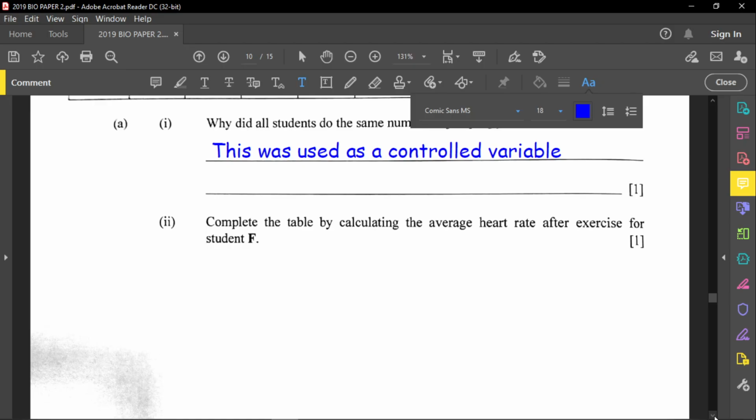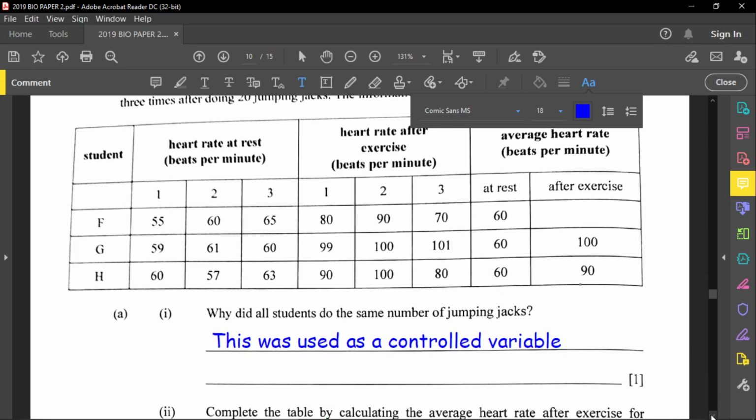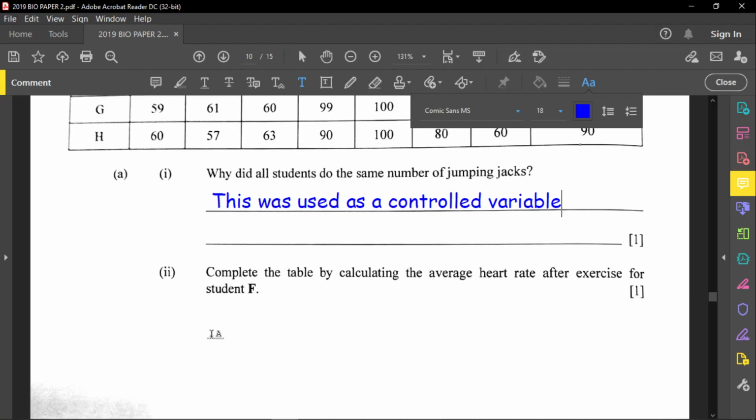It said complete the table by calculating the average heart rate after exercise for student F. So let's go up here. After exercise, we have the values 80, 90, and 70. Let's do the calculation on the bottom right here quick. We're going to put 80 plus 90 plus 70, which will give us 240. And so you say 240, now divide by 3, and that now will give us our 80.